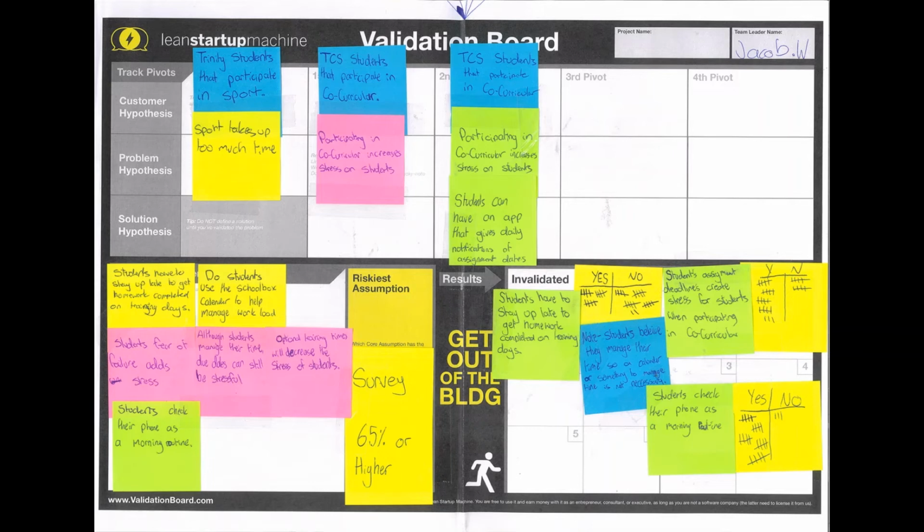With every assumption, I surveyed students who participate in co-curricular, and to validate my assumption, at least 65% of the students would have to agree with my assumption. However, the first assumption was invalidated, as less than 65% of students agreed with my assumption. I pivoted my customers, as saying sport instead of co-curricular discriminates against students who participate in theatrical or academic co-curricular. As time management did not seem to be an issue from my previous test, I pivoted the problem hypothesis to participating in co-curricular causes stress.